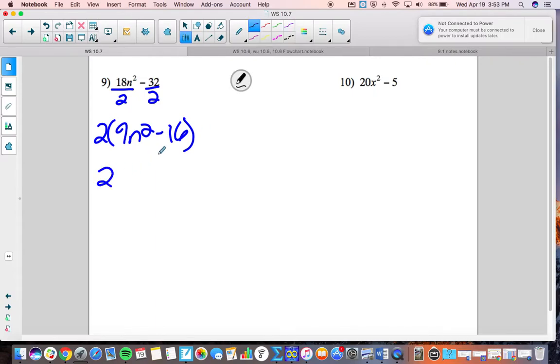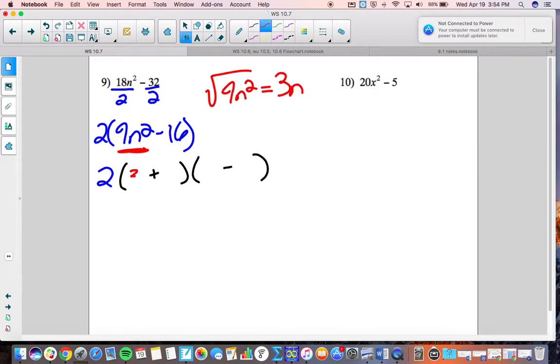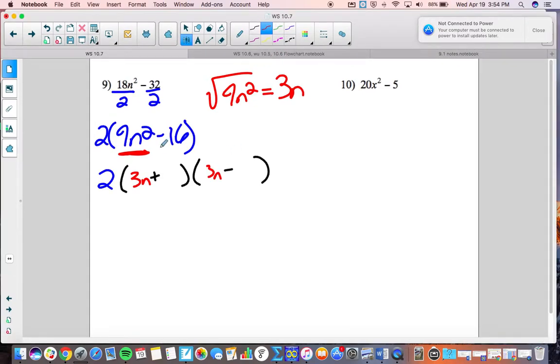Because I can square root both of them, I know that my answer will look something like this. And what goes in the front here is whatever is the square root of that. So the square root of the first term, 9n squared, is 3n. So I've got 3n and 3n. And then whatever goes at the back is the square root of 16. So you get 4 there. So we have plus 4 and minus 4.